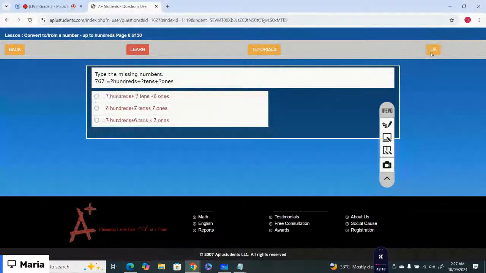Type the missing number 767. So, which is the correct option? That's option number 3, 700, 6 tens, and 7 ones. Option number 3 is the correct option.